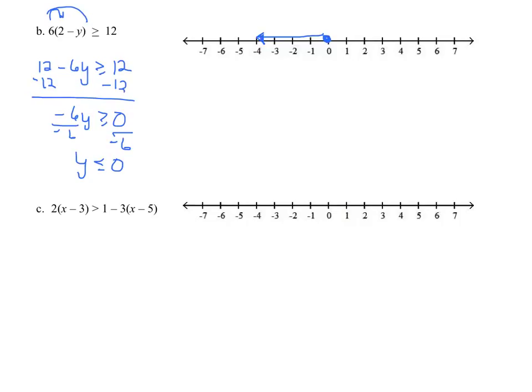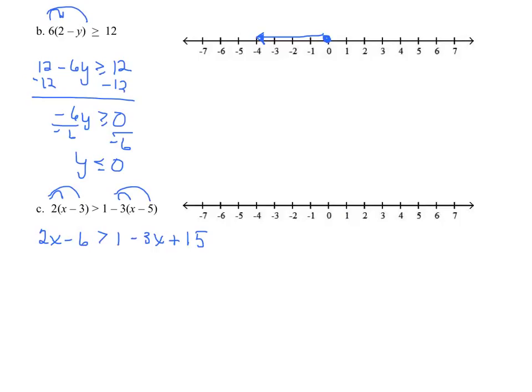Perfect. Let's do the next one. So we're going to distribute through here on both of these. So we'll get 2x minus 6 is greater than 1. Now, be careful here when you distribute the negative 3, it becomes negative 3x, but a positive 15 here.